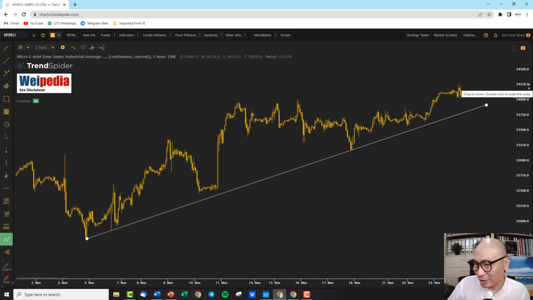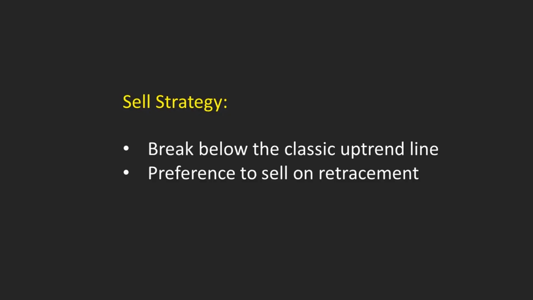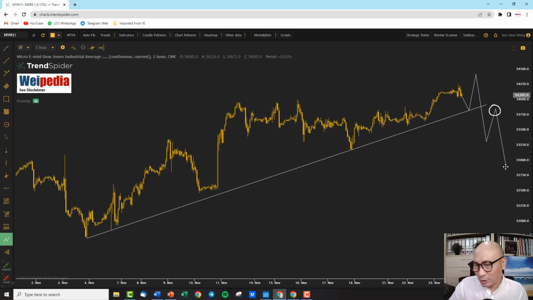So earlier I mentioned that for sell strategy, before that they must have a nice uptrend line. So we saw that there's an uptrend line. Now along the way it may still continue to trend, maybe forming the fourth trough. Now let's say, for example, the market breaks below this beautiful uptrend line, and when it retraces, now my preference is always sell on retracement, and that's what I'm seeing.